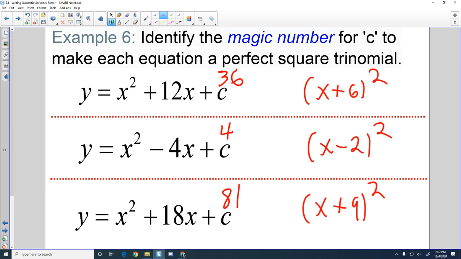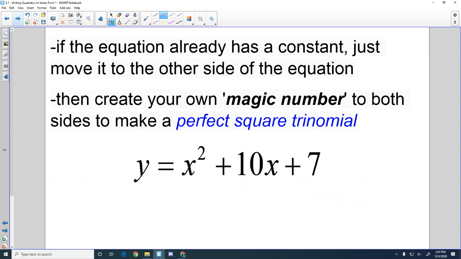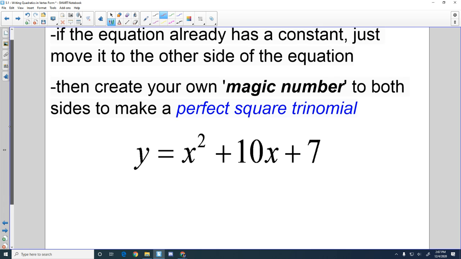But what's the catch here? It's too easy. We don't actually get to pick that number, do we? If I have an equation, there's going to be a number there already. So what do we do? Like this right here. Is that a perfect square trinomial? Yes. No. I'm throwing you for a loop, throwing a curveball.